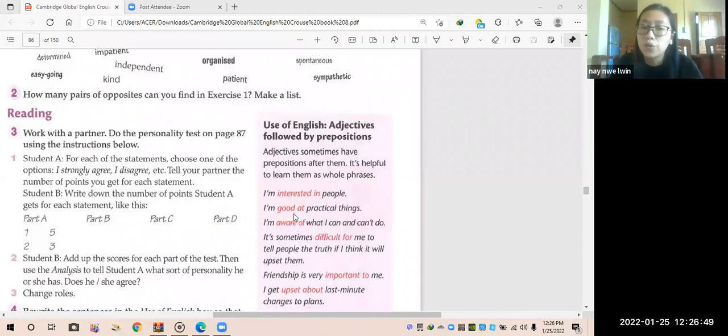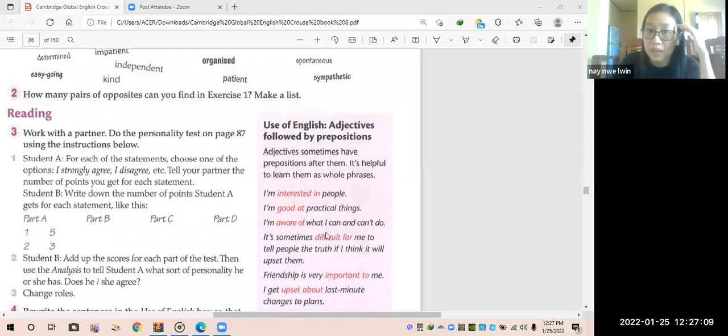Aware means you know the things. So that is the meaning of aware of. You're aware of something, right? And difficult for. Difficult only goes well with for. There is no difficult from, there is no difficult of, there is only difficult for. It is sometimes difficult for me to tell people the truth if I think it will upset them.